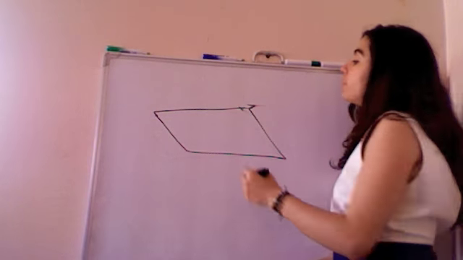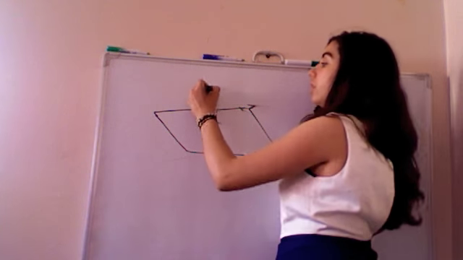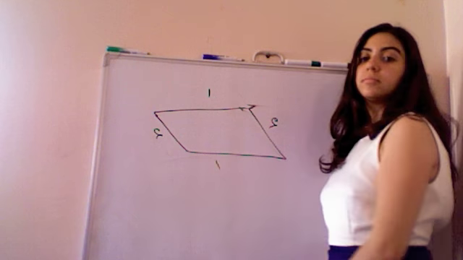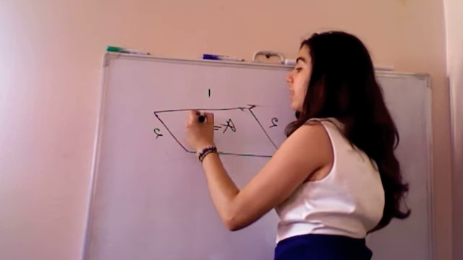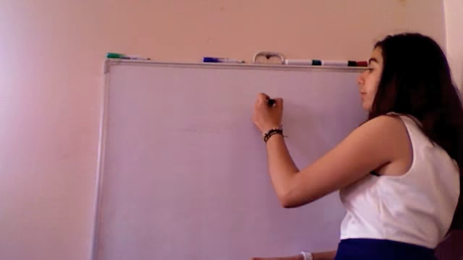So, perimeter is about the same concept because it is a quadrilateral. This side plus this side plus this side plus this side. Now about the area of a parallelogram.